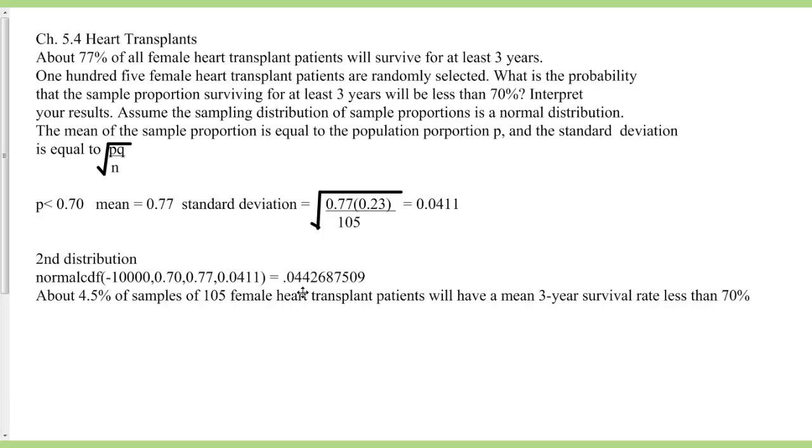0.0442 and so on, and you're going to round that off to about 4.5% because if you move this decimal 2 places, it's really about 4.4, but a lot of times we'll round up to 4.5. If you happen to miss the percentage by a point or two, if you'll just let me know, I'll go into your quiz and look and I can change your grade. But this is your interpretation. About 4.5% of samples of 105 female heart transplant patients will have a mean 3-year survival rate less than 70%.